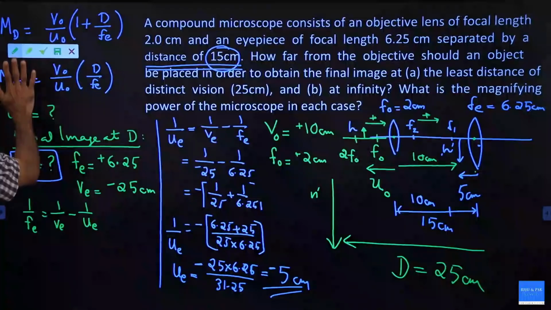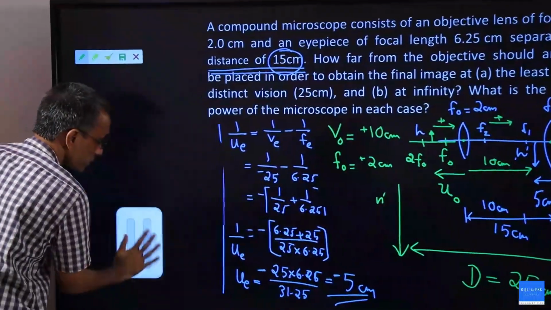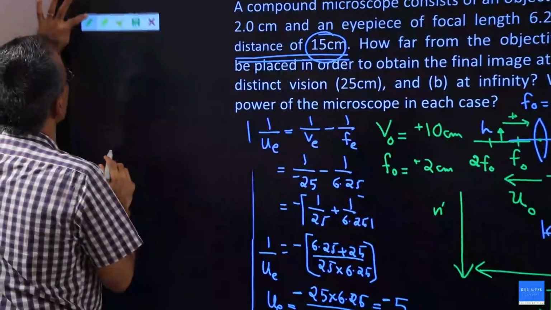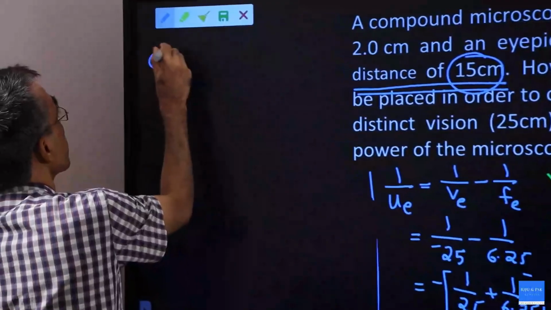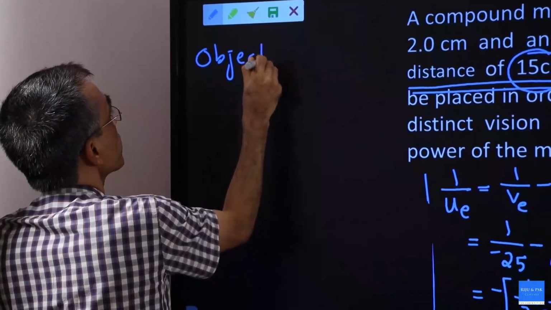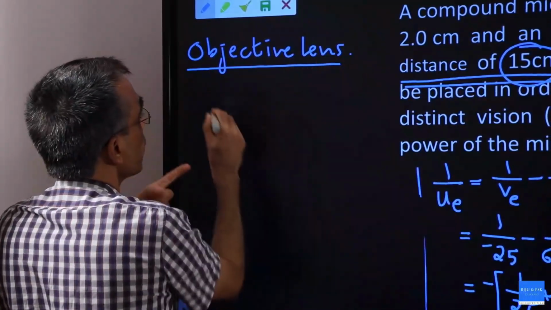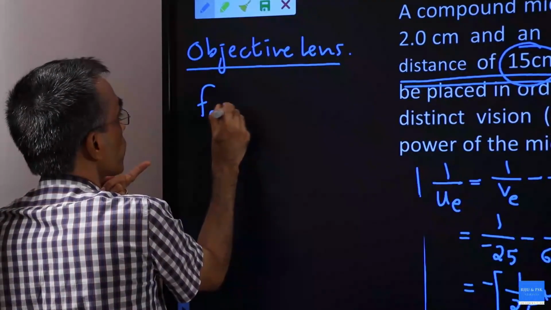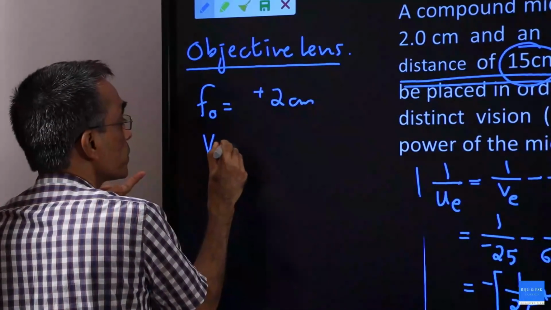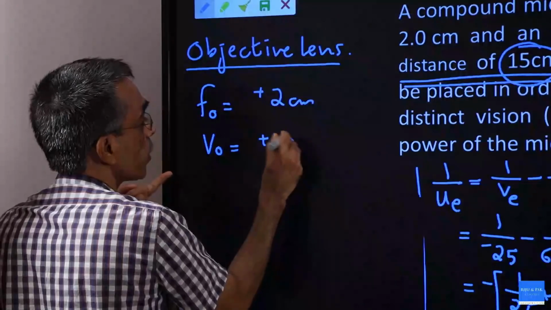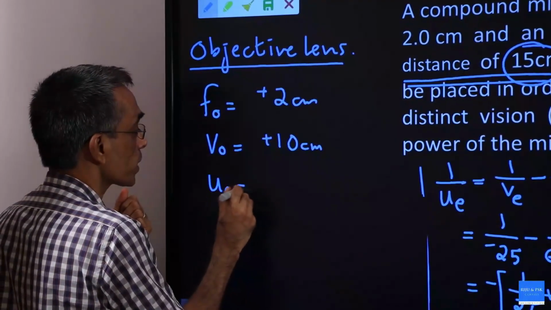Let me erase this point. I am doing this for the objective lens. What do I have as data? Focal length of the objective is given as plus 2 centimeter and image distance of the objective is given as plus 10, which I got from my first set of calculation. I want u of the objective.